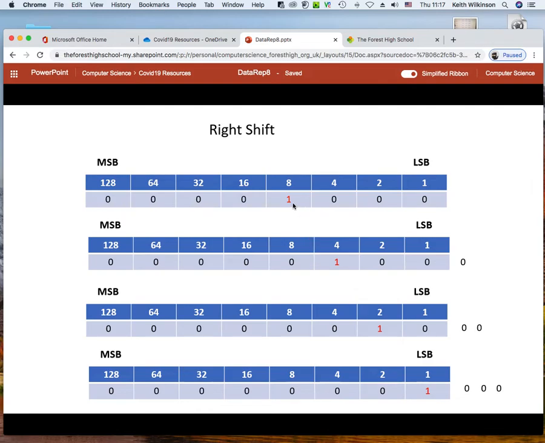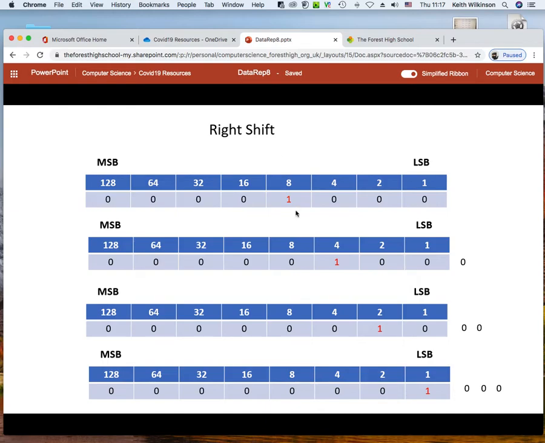So let's take a look at what we're doing. 8 goes to 4, well that's the same as dividing by 2. 4 goes to 2, that's dividing by 2. 2 goes to 1, dividing by 2. So right shifting is the same as dividing by a power of 2.